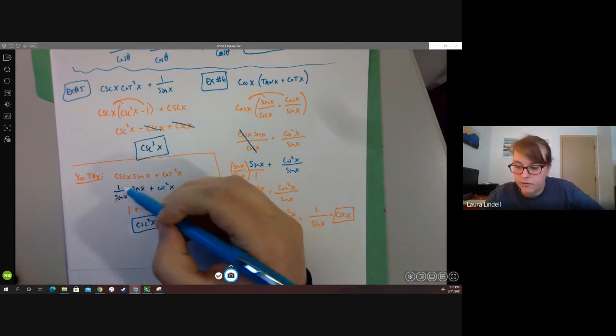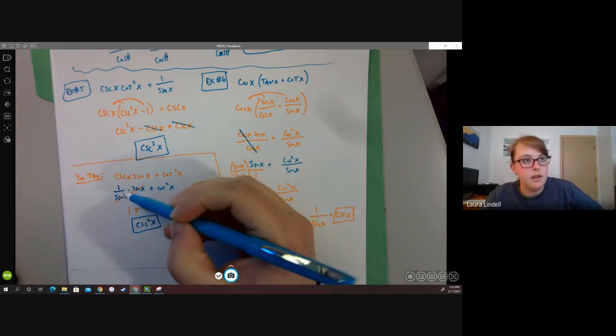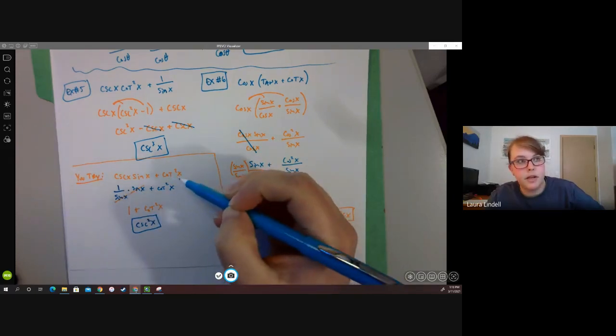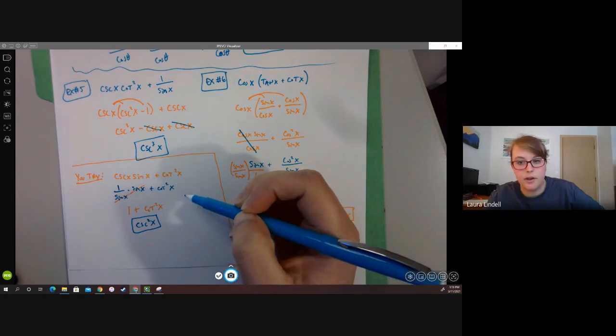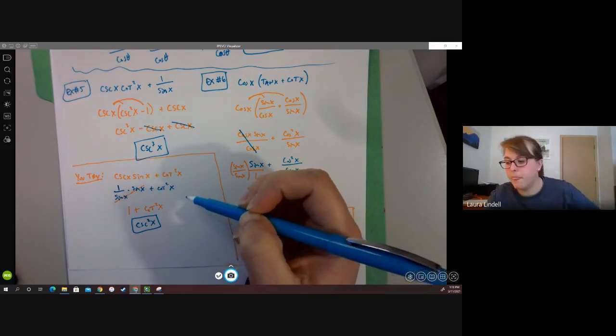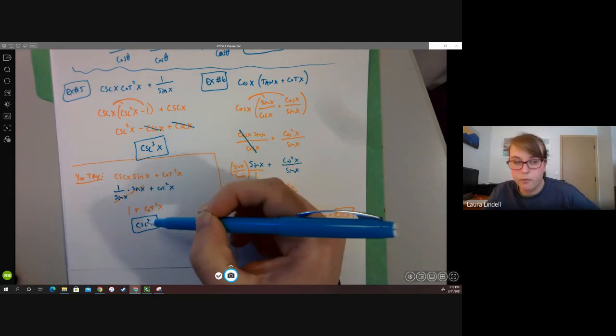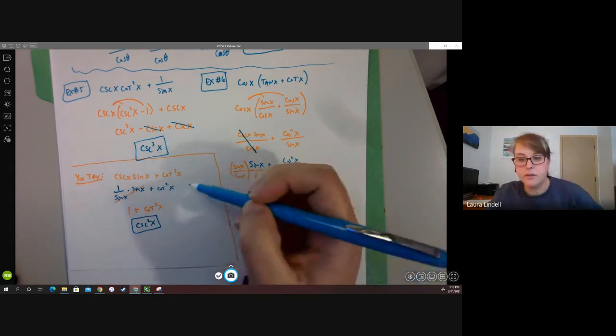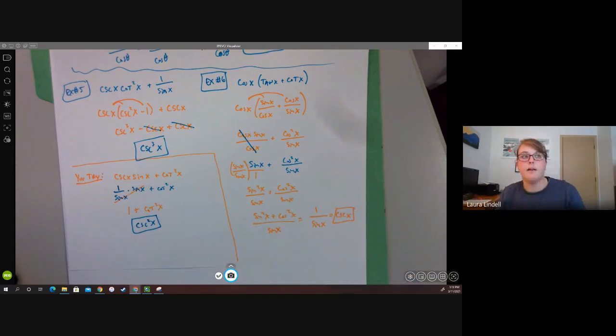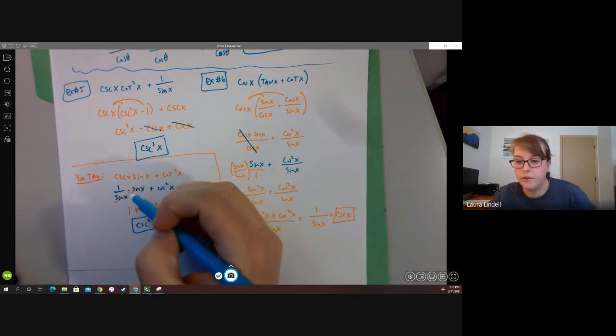Either way, you would have to do this part eventually, but you could have also replaced cotangent squared with cosecant squared minus 1. You got it the way I did it? All right. Yeah, this is kind of the way that was most clear to me. But you could replace cotangent squared right off the bat. And then you would also still have to do this part, though.